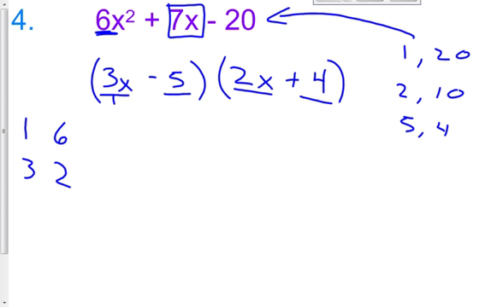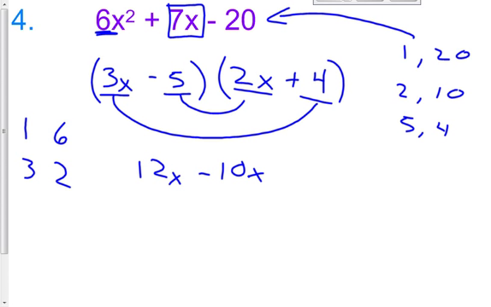Here we have a positive 12x, and here we have a negative 10x. So if we have 12x and a negative 10x, that's going to give us a positive 2x. Did I need a positive 2x? Nope, I needed a positive 7x. So guess what, class? I did it wrong, and that's okay.